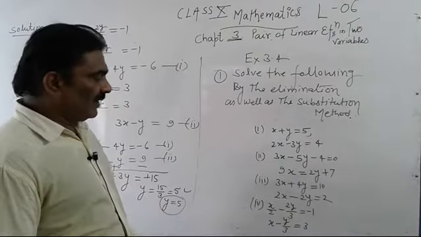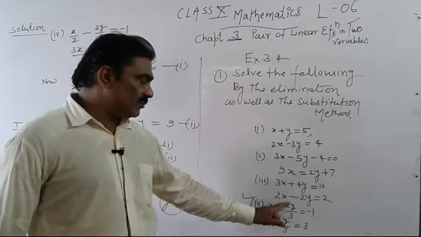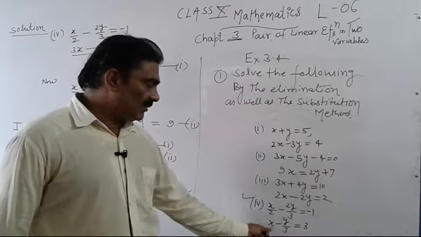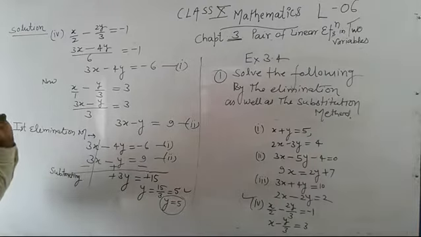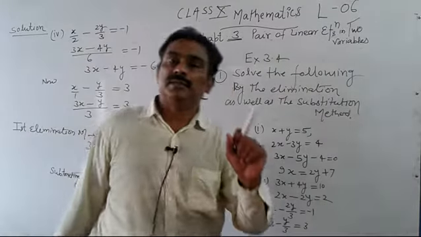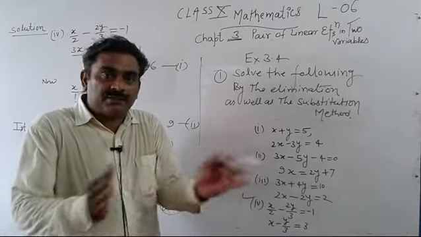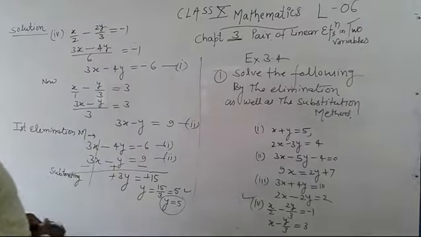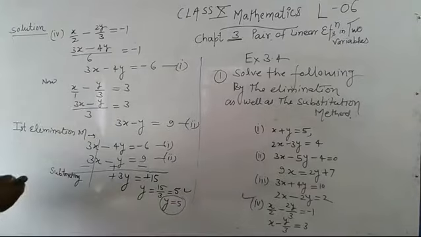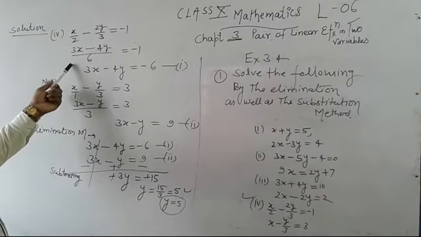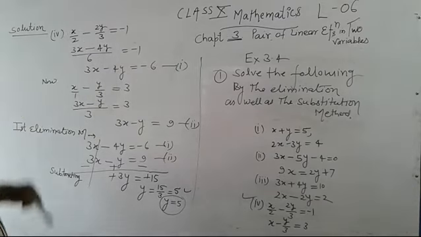So here, first of all, we take the fourth part of this question, which is x upon 2 minus 2y upon 3 is equal to minus 1 and x minus y upon 3 is equal to 3. First of all, we will solve this part by the elimination method. Before solving, we simplify the equation by taking LCM. We have x upon 2 minus 2y upon 3 is equal to minus 1. Here we take LCM, 6 is the LCM: 3x minus 4y is equal to minus 6.